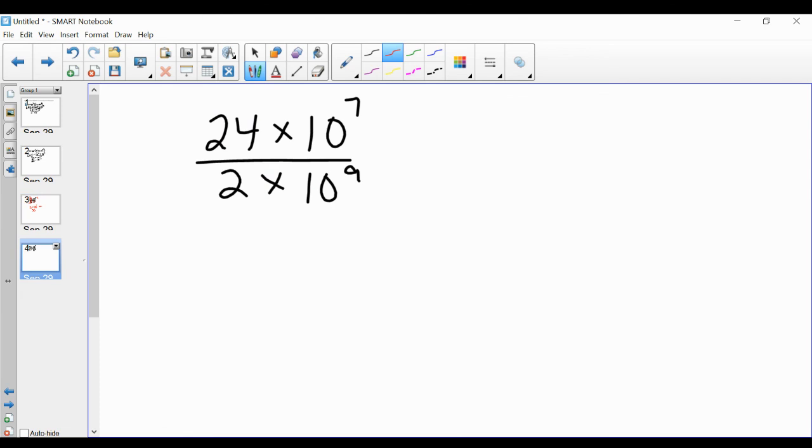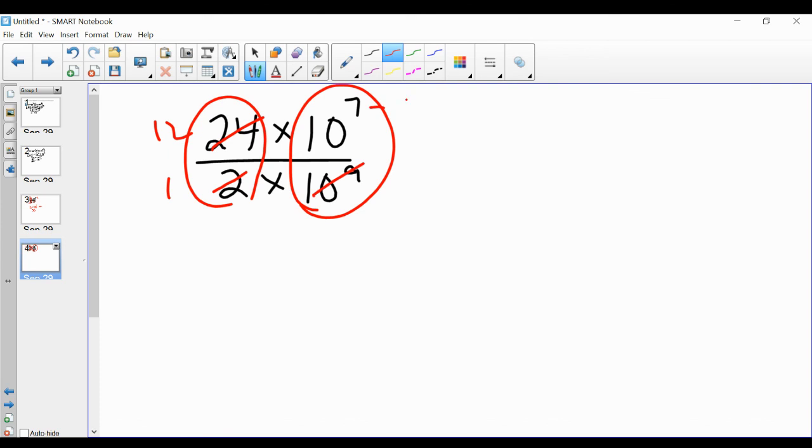Moving on to the next problem, same thing. I'm going to break it into 2 parts, and I'm going to take my 24 and reduce it to 12 over 1. And then I'm going to do the second part: keep my base, subtract my powers. And so I'm going to end up with a negative 2 in that power. So I've got 12 times 10 to the negative second power.